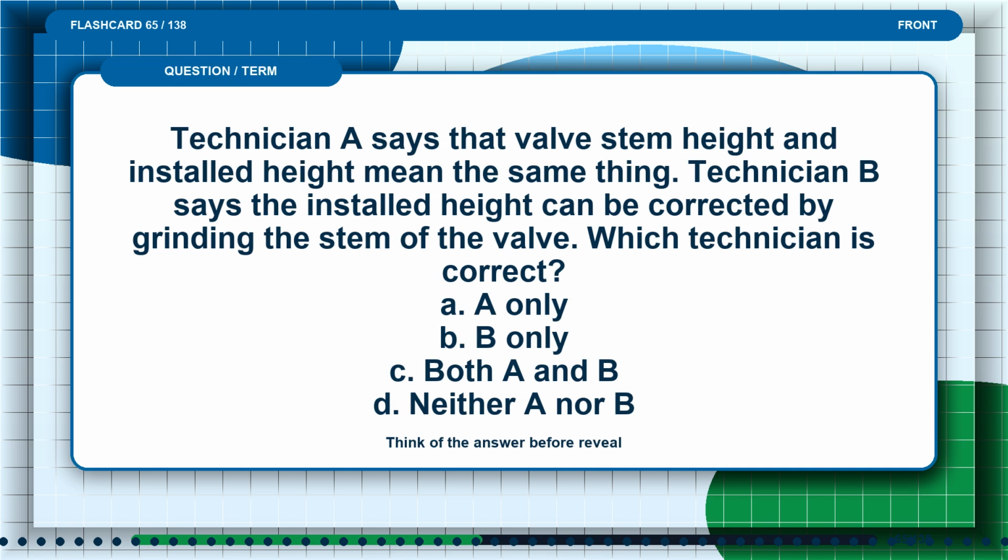Flashcard 65. Technician A says that valve stem height and installed height mean the same thing. Technician B says the installed height can be corrected by grinding the stem of the valve. Which technician is correct? A, A only. B, B only. C, both A and B. D, neither A nor B. Pause and think of the answer before the reveal.